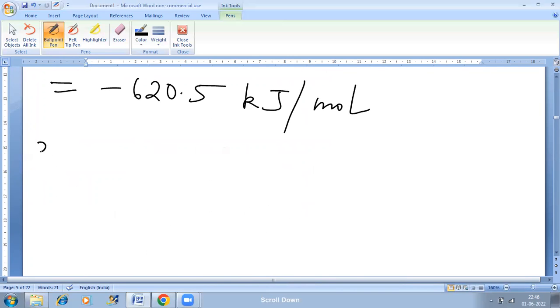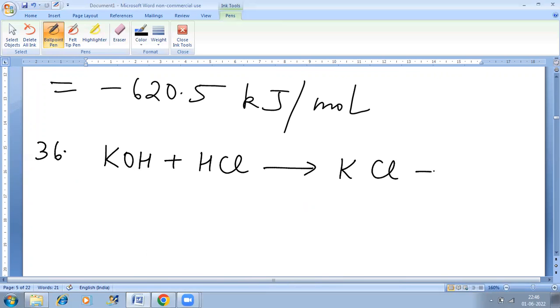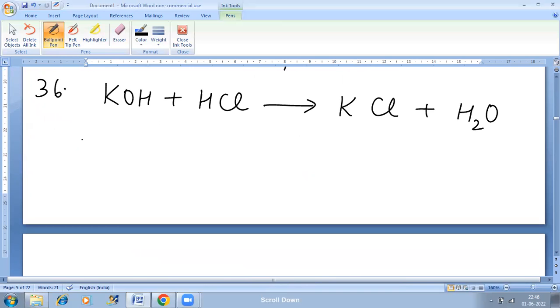Question 36. Acid-base reaction takes place between HCl and KOH. So I can write this reaction. We know that KOH is a strong base, HCl is a strong acid.